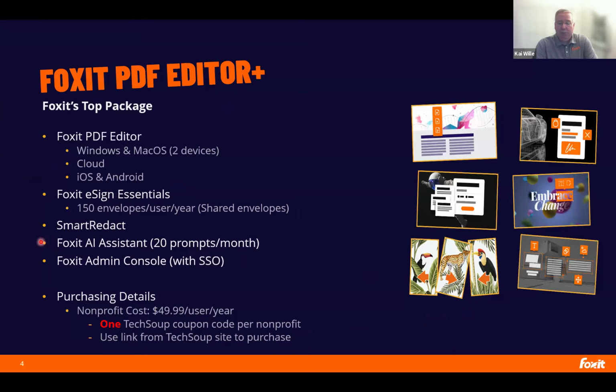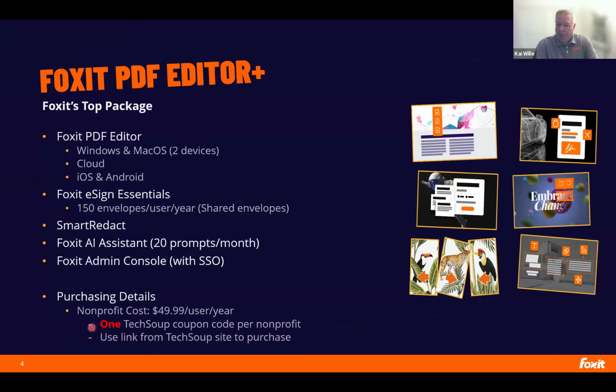You get to use 20 prompts a month. This adds GPT-4 level AI to the product, so you can do things like summaries and rewrites and Q&A with documents and so on. And as mentioned, the Foxit admin console is there. A couple of critical purchasing details is, as mentioned, about $50 a year. Of course, in local currency wherever you are around the world.